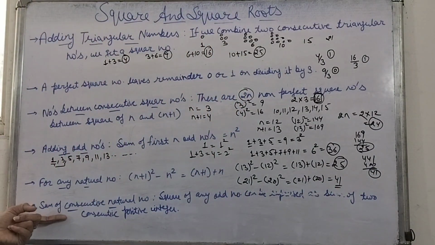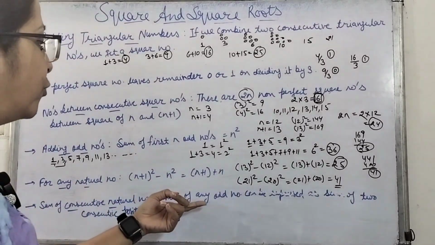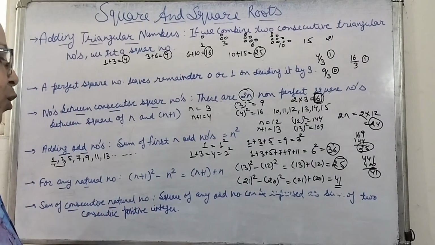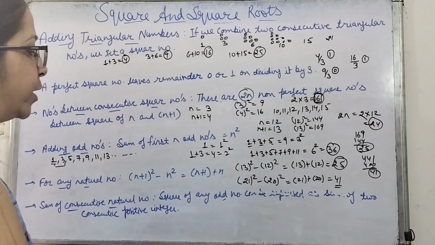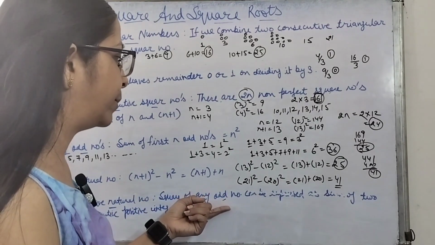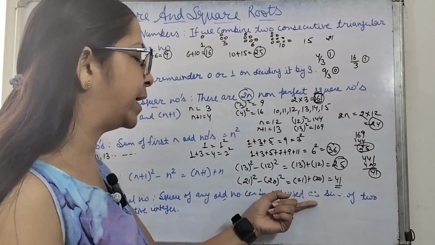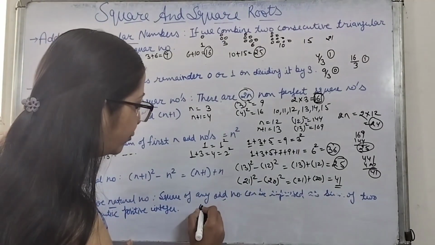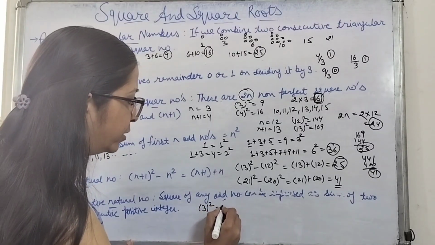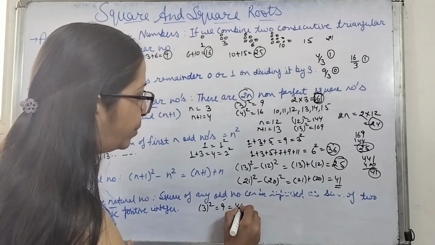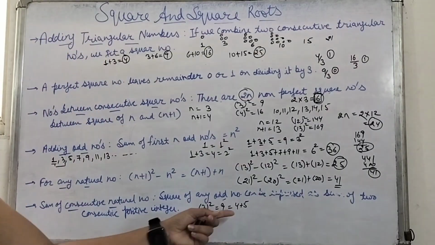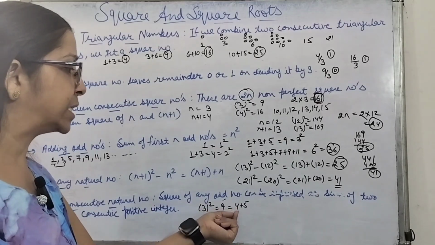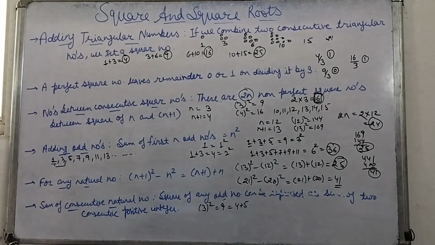The next property is the sum of consecutive natural numbers. The square of any odd number can be expressed as the sum of two consecutive positive integers. If we take any odd number and square it, then this square of the odd number can be expressed as the sum of two consecutive positive integers. Suppose I take the square of 3. The square of 3 is 9. So 9 can be written as 4 plus 5. Two consecutive positive numbers we have taken, and we can write the square of any odd number as the sum of two consecutive positive integers.